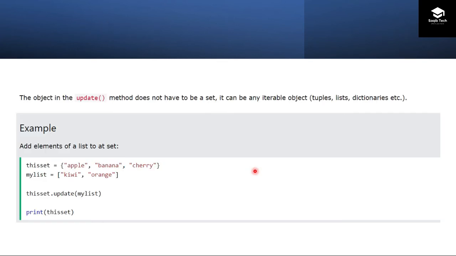To add any iterable, it means that if I want to add any list to the set, I can add it using the update method. Simple. I have a set of some fruits, then I want to add another list. You can say this is a list because it has round brackets. So I will simply update and add that.